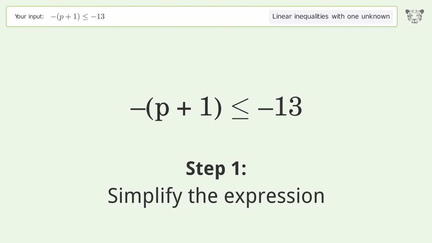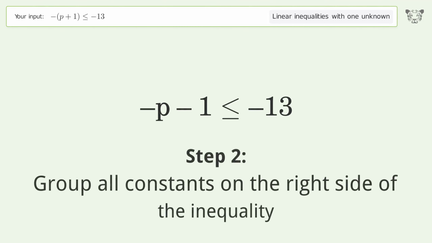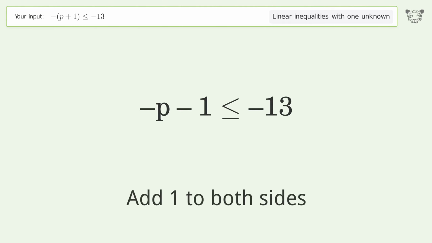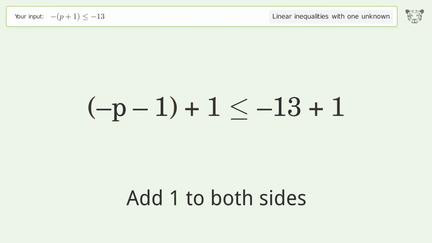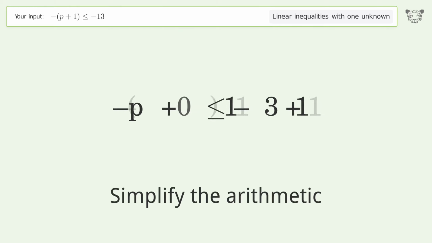Simplify the expression. Expand the parentheses. Group all constants on the right side of the inequality. Add 1 to both sides. Simplify the arithmetic.